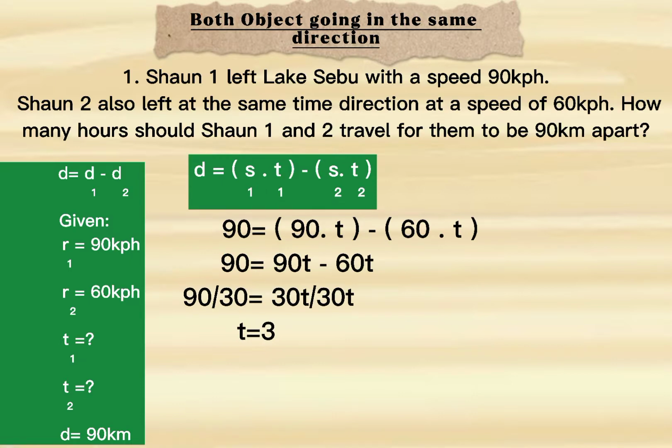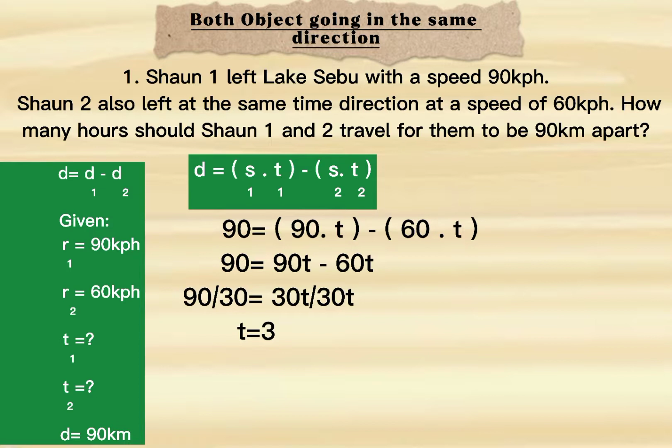Distance is equal to the speed of the first person times the time of the first person minus the speed of the second person times the time of the second person. So we are going to distribute all the given numbers. We have our distance which is 90 equals the speed of the first Sean na 90 times the time of the first Sean na hindi binigay, minus the speed of the second Sean which is 60 times the time na hindi rin binigay. Bring down 90.